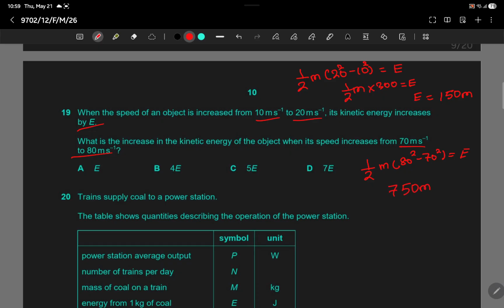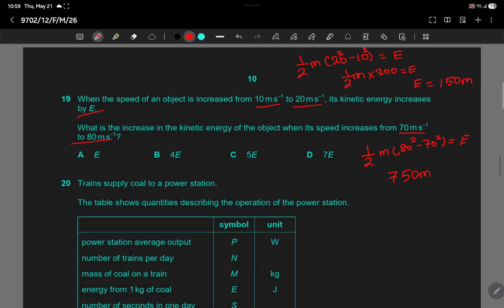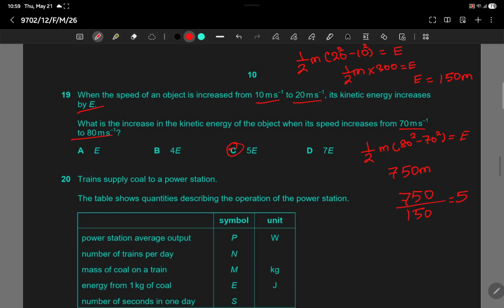750 m. So what is 750 divided by 150? That is 5. Hence it's going to be 5. C is the answer.